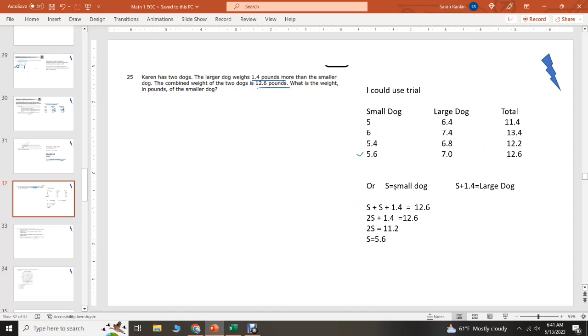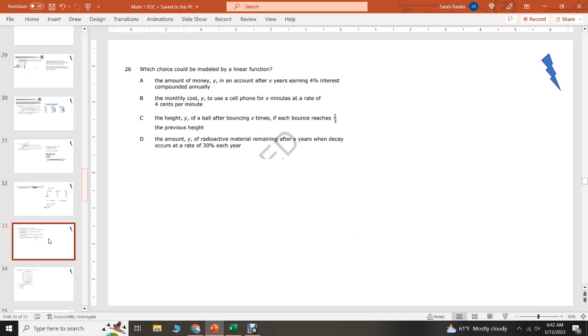Now, the other way to do it is to say S equals small dog, S plus 1.4 equals the large dog, the combined weight of the two equals 12.6. Solve for S, and you get 5.6. So either way will work, but if you get stuck, don't give up. You know, lots of times you can just do some trial and error and you can get the answer.